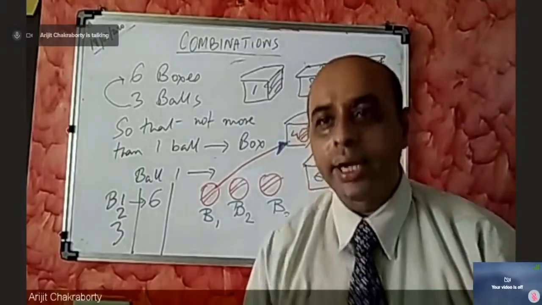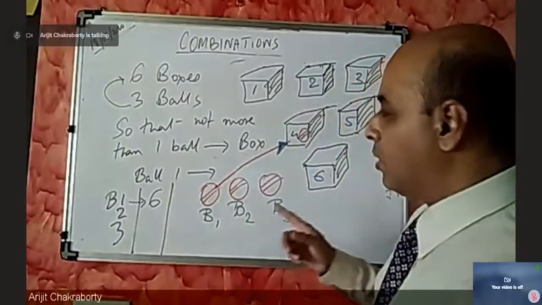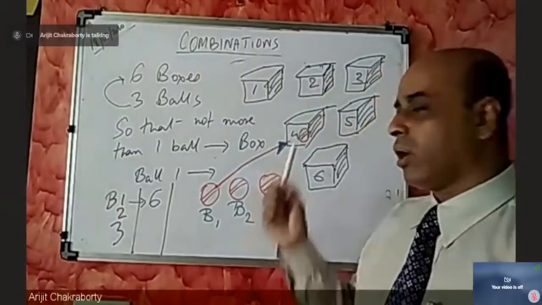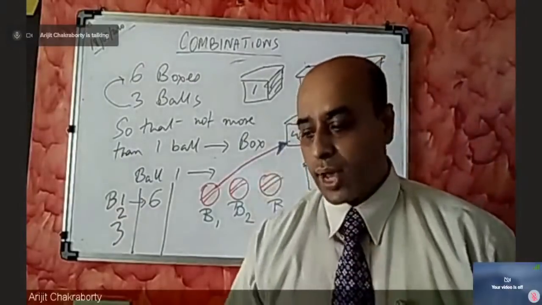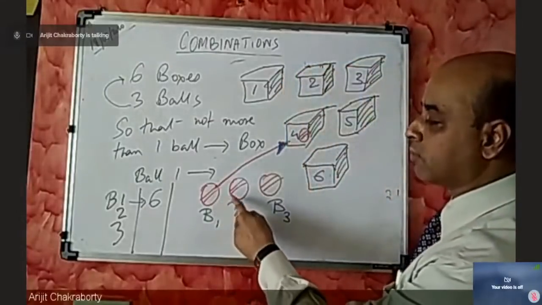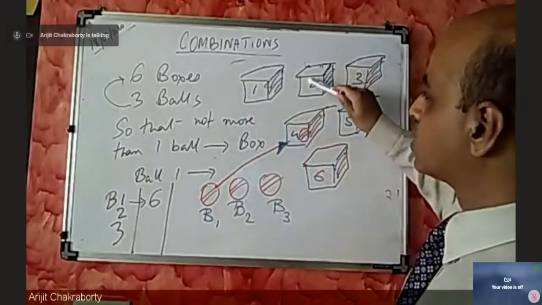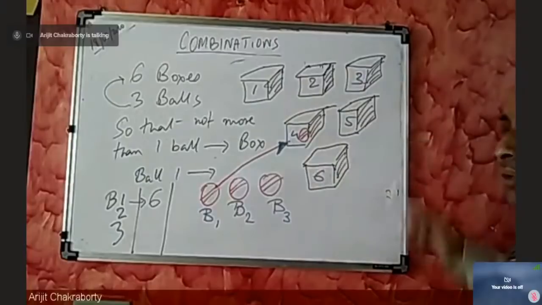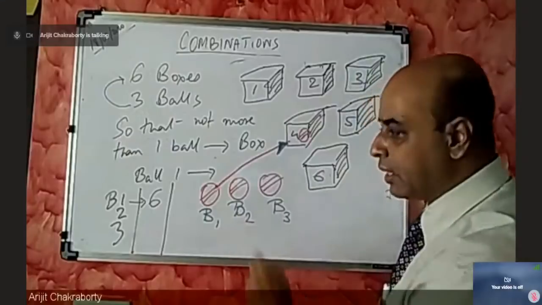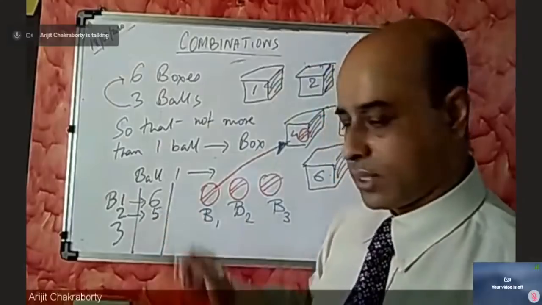Now I am getting ready with the second ball, ball number 2. Since box 4 is already having one ball, as per the given question, I cannot put ball number 2 there. So I have 1, 2, 3, 4 and 5, that is 5 ways in which I can place ball number 2. So I write here beside ball number 2, 5 ways.